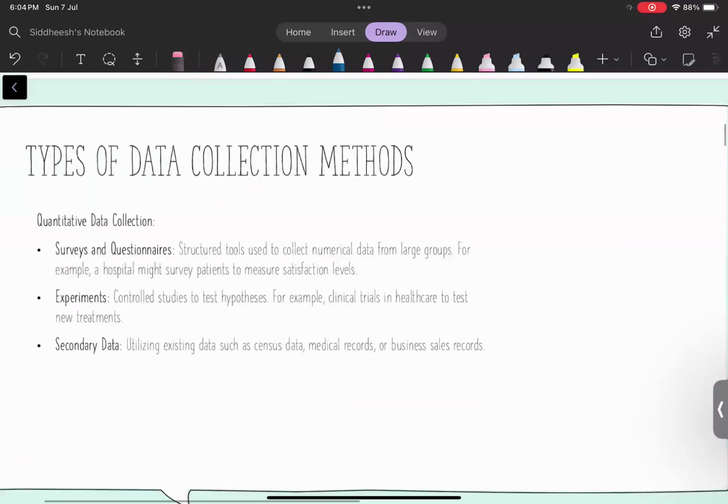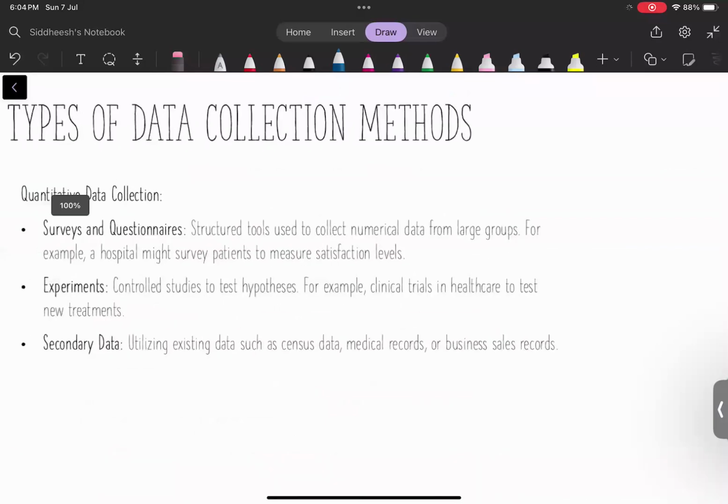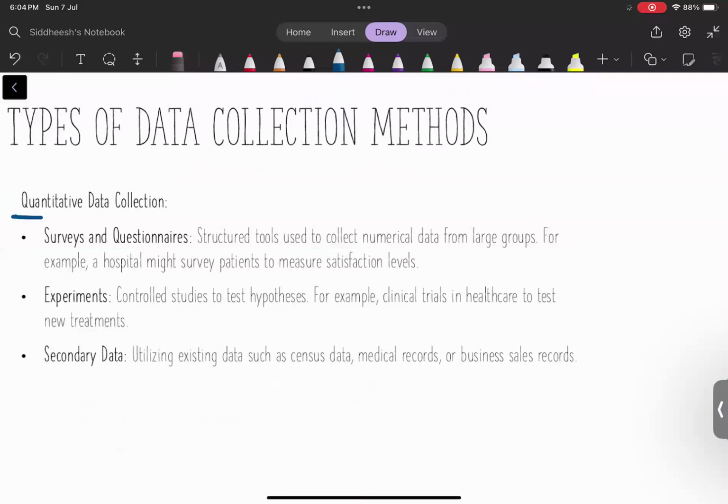Now, there are a few types of data collection methods. The first, most common one is quantitative data collection. The most commonly used methods by the UG people are surveys and questionnaires. Correct? In this part, we are collecting data in a pre-designed form, which is available on online platforms.